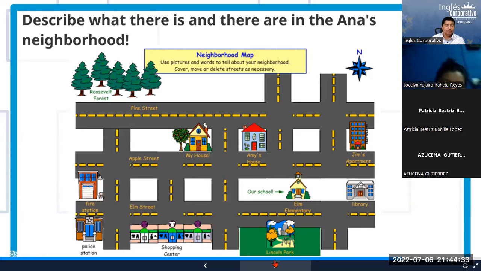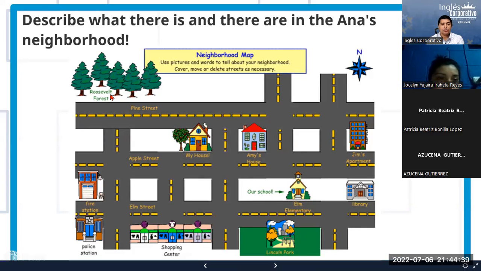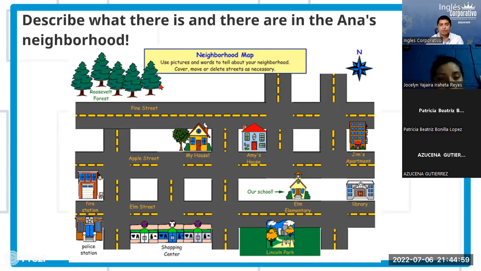Vaya, veamos ahí. Mire, para usar there are, tendría que decirme, tal vez no mencionarme el nombre del forest, sino así más simple, más sencillo. Usted me dice, on the map there are five trees. En el mapa hay cinco árboles. There are five trees. Ok. Perfect.